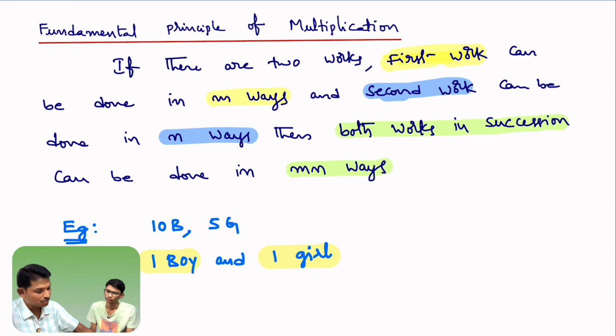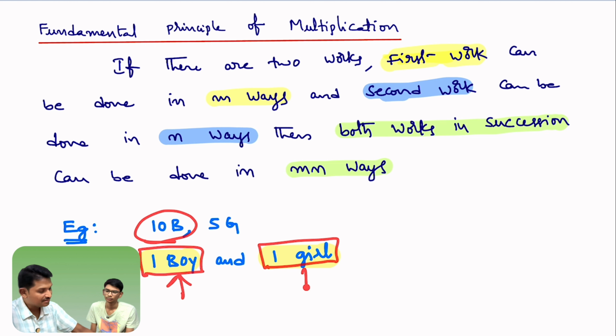First thing, the teacher wants to select one boy and one girl. This work is divided into two works. First, I'll select one boy from 10 boys. Next, I'll select one girl from 5 girls. By the fundamental principle of multiplication, I can say how many ways this can be done, right?